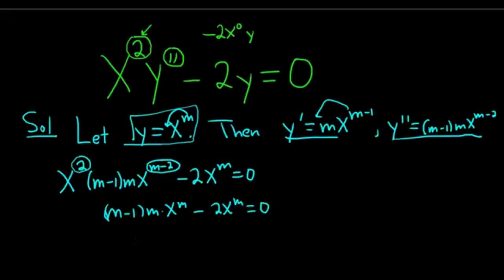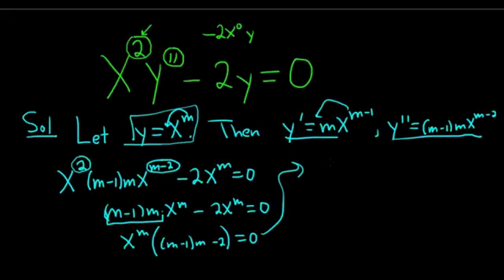All right, so now we can factor out x to the m. So x to the m, then we have m minus 1 times m, minus 2, and that's equal to 0. If x is not 0, you can just divide by x. So we end up with m squared, distributing the m, minus m minus 2 equals 0. So this should factor. Let's try it.